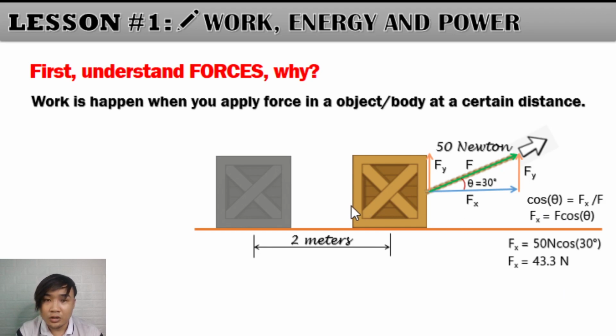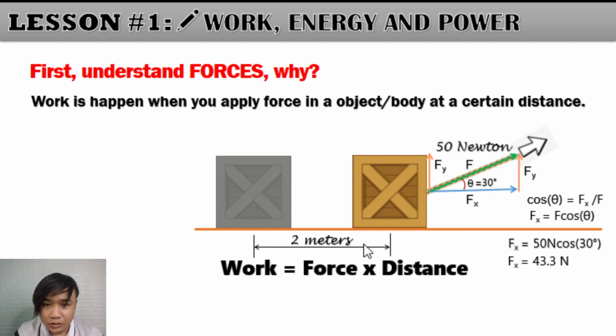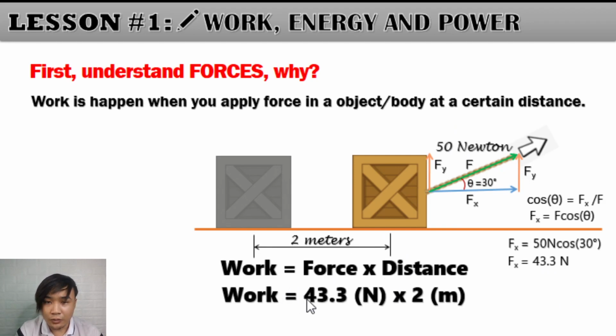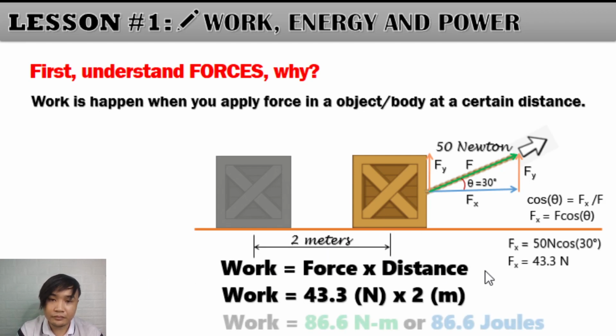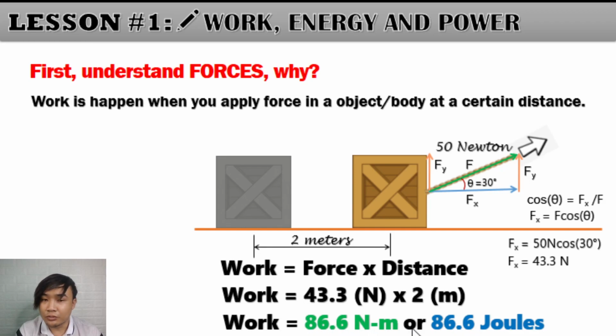So, calculate natin yung work done. So, work is equal to force times distance. So, work is equal to, yung force natin is 43.3 Newton and 2 meters. Same distance pa rin. Work done is equal to 86.6 Newton meter or 86.6 joules. Na-reduce siya. From 100, naging 86.6 na siya pag naka-incline.